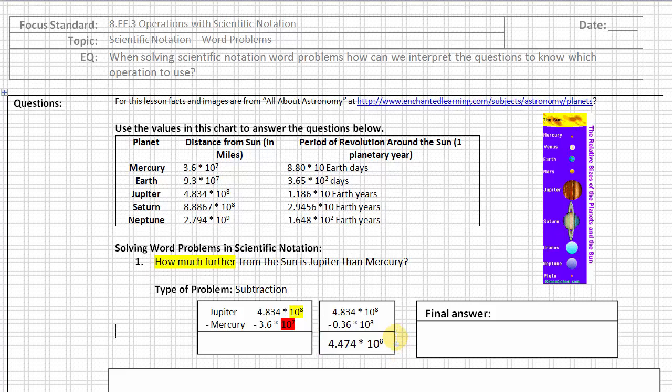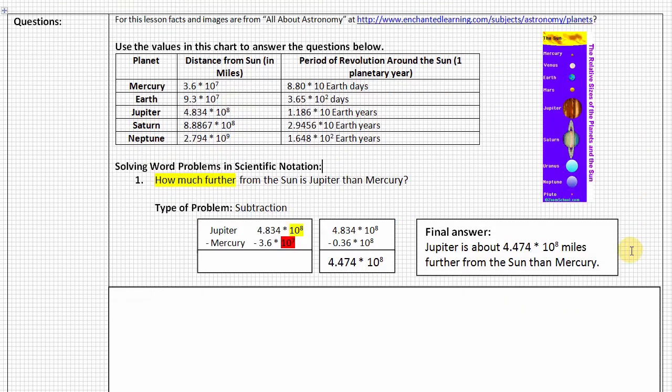In doing so, we should have gotten 4 and 474 thousandths times 10 to the 8th. And always with word problems, we want to make sure that our final answer is stated in the form of a complete sentence. So we could say that Jupiter is about 4 and 474 times 10 to the 8th miles further from the Sun than Mercury. So let's go ahead and try our next problem.